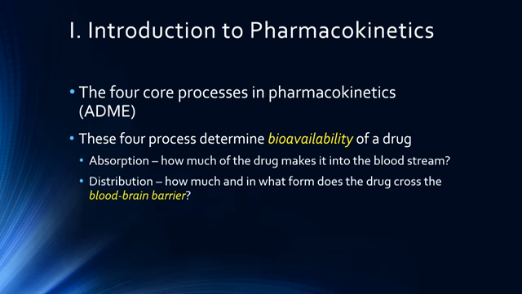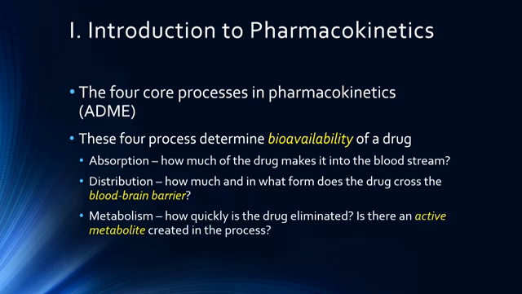Distribution: how much and in what form does the drug cross the blood-brain barrier? Not all drugs can do that, and some drugs have to be bound, that is, bound to another protein. Sometimes they have to undergo what's called first pass or second pass metabolism, that is, they have to be metabolized first before they cross the blood-brain barrier. It's an important question. How quickly is the drug eliminated? Is there an active metabolite created in the process?